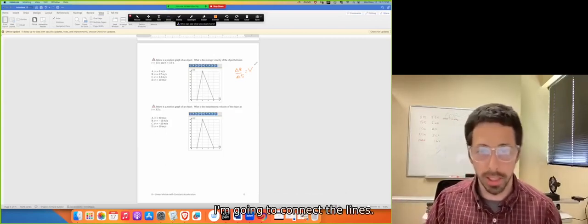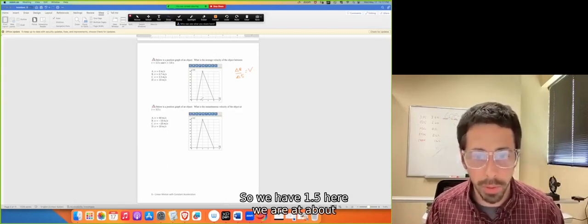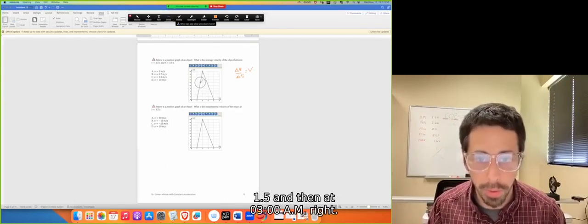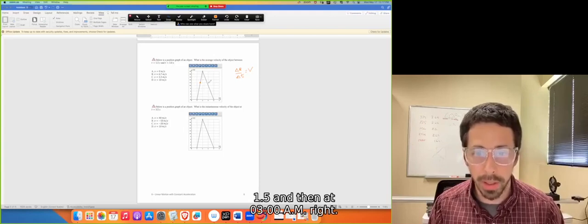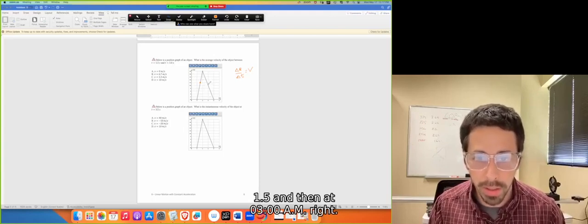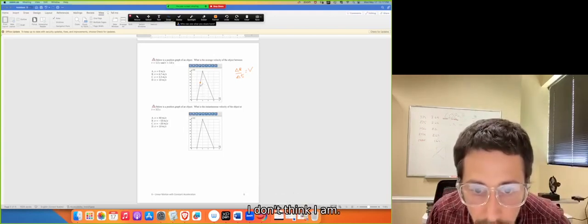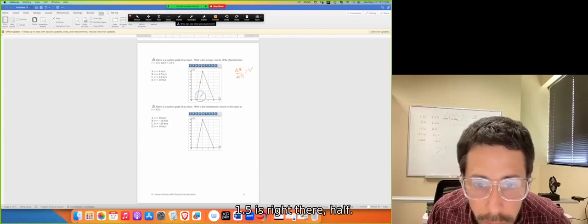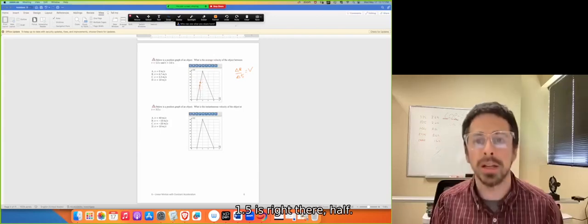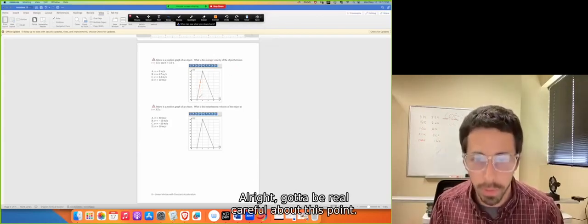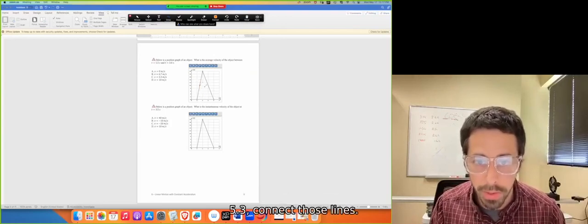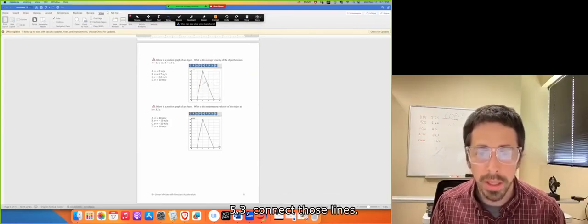I'm going to connect the lines. So we have 1.5, here we are at about 1.5, and then at 3, let's see, am I at the right spot? I don't think I am. 1.5 is right there. All right, gotta be real careful about this, right? 1.5 and 3, connect those lines.